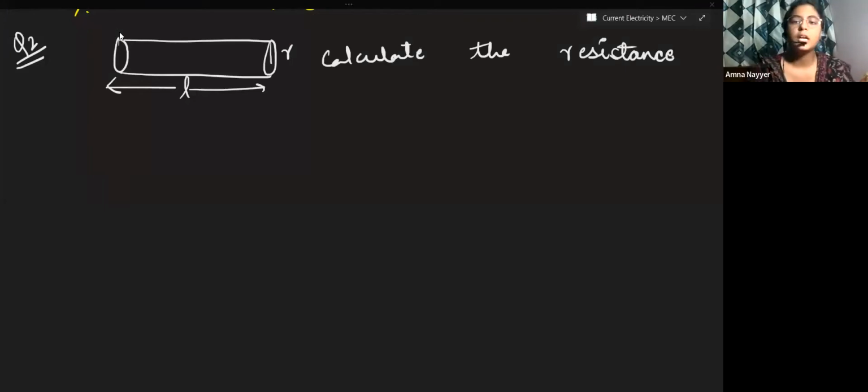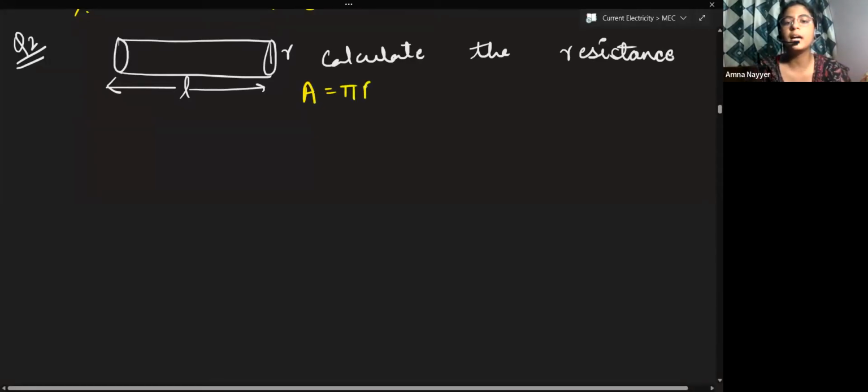See, in this question, you have to calculate the resistance. L is the length of the conductor, small r is the radius of the cylinder, whatever wire you are given. Josefa, you tell me what will be the area of cross section if the radius of this wire is small r? Pi r square. Exactly. Good, Josefa. So area will be pi r square.